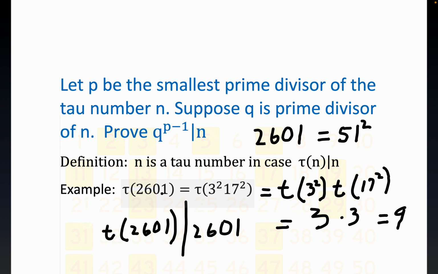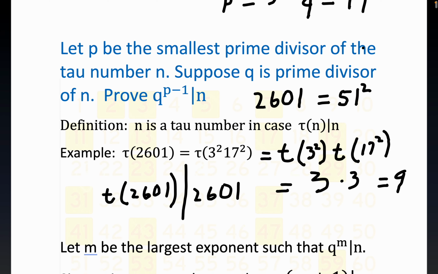Now, as far as this problem goes, and we'll get into it, we'll prove it theoretically here, but notice that p would be 3 as far as this example goes. P is equal to 3, and q would be 17, p and q being primes, okay? Now, we want to prove it in general, and it's actually kind of nice how that works out.